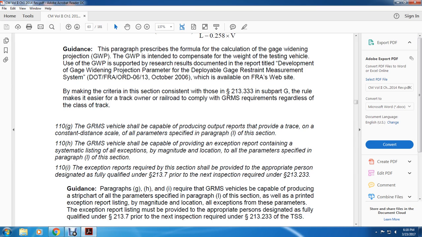Making the criteria for this section consistent with section 213.333 of Subpart G makes it easy for the track owner railroad to comply with the gauge restraint measurement system requirements regardless of the class of track.